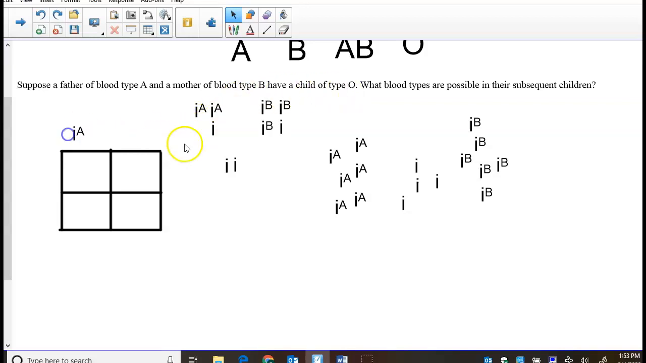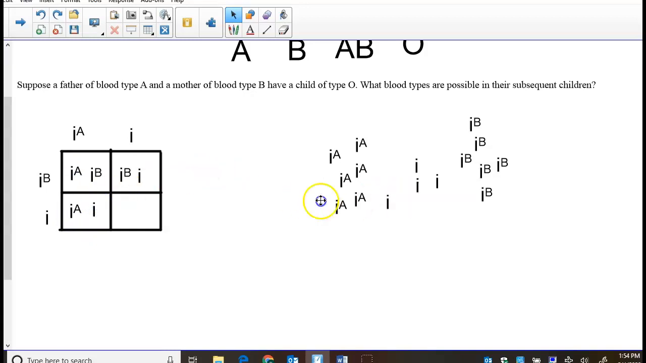So let's plug in our Punnett square. So we know the father is IAi. We know the mother is IBi. So when we fill in our Punnett square, we get IAIB for this one. We get IBi for this one. We get IAi for this one, and then we get ii for this one.